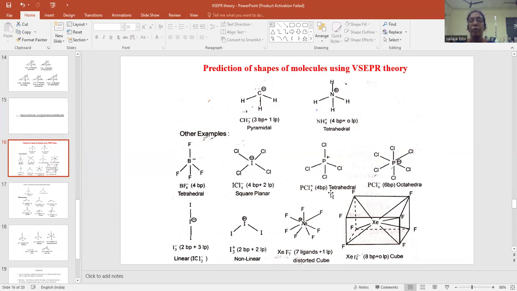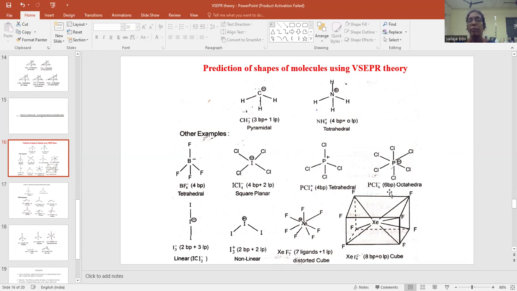Now coming to PCl4 plus, phosphorus belongs to the 5th group. Since there is a positive charge, we have to subtract 1 from 5. It will become 4. Since there are 4 surrounding atoms, the formula becomes 4 minus 4 divided by 2, which is equal to 0. So there are no lone pairs of electrons in PCl4 plus also.